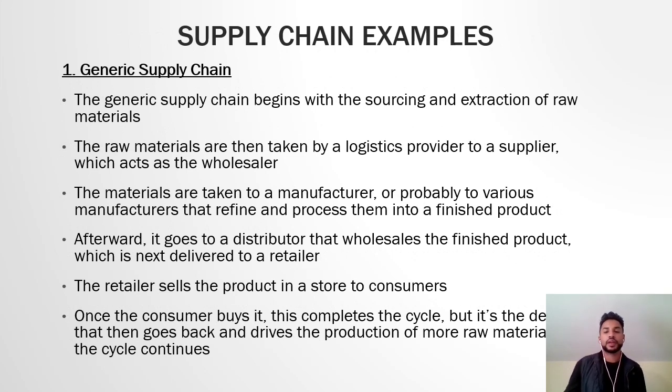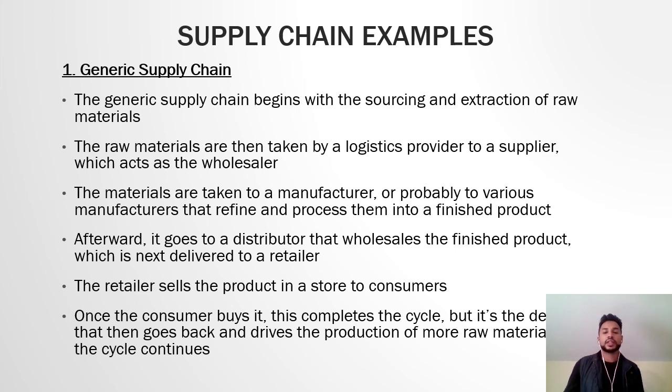So there's two types of supply chains. The first one is the generic supply chain. Very simple, straightforward, like we spoke. Sourcing, extracting of raw materials. Then those raw materials are taken by logistics providers to a supplier, right?